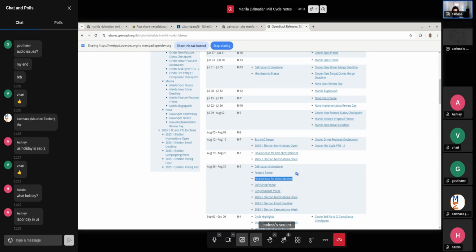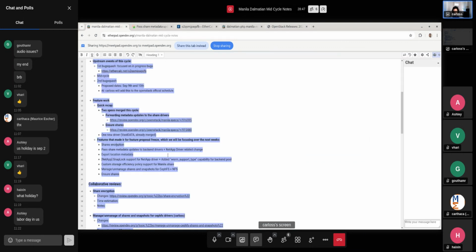So if you would like to get the two released alongside each other, then yes, we should make an extra effort for features that also have client-related changes, and we should put some extra focus on reviewing those earlier in the cycle. I think the ones that have are share encryption, export location metadata, and ensure shares. So these are the three changes that also come with some client-related changes.